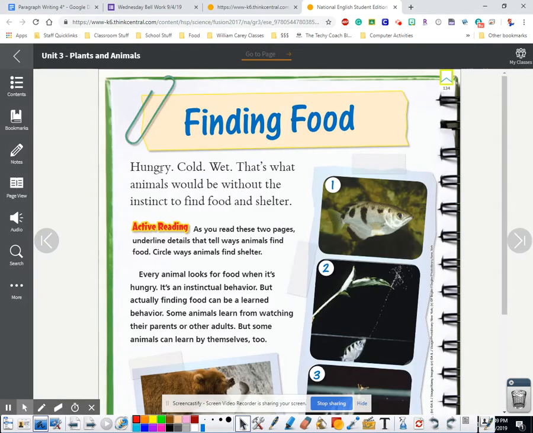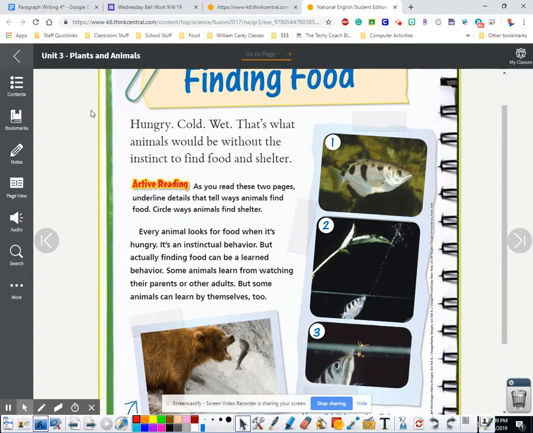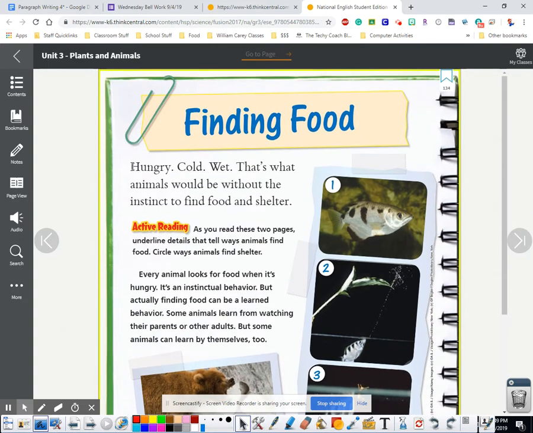Next thing is finding food. Again, if you need to pause it or rewind it, go ahead, work at your own pace. Finding food. Hungry, cold, wet. That's what animals would be without the instinct to find food or shelter.